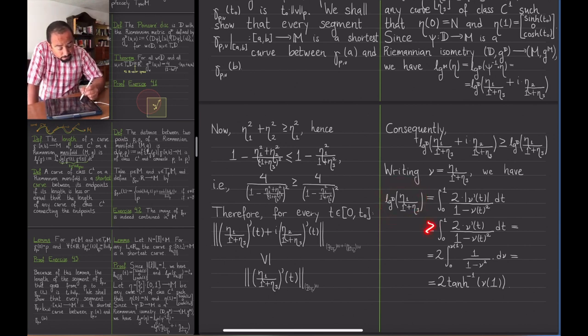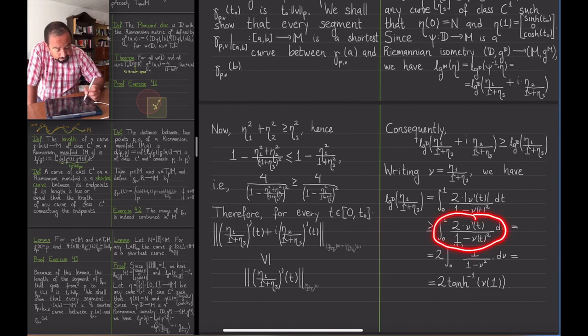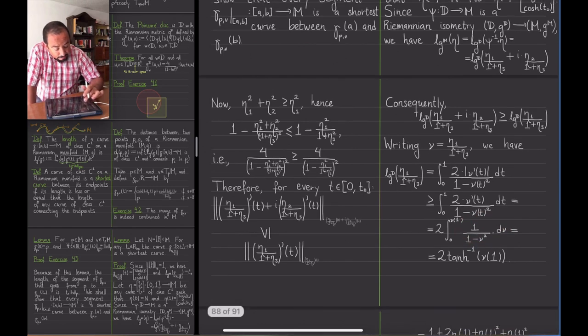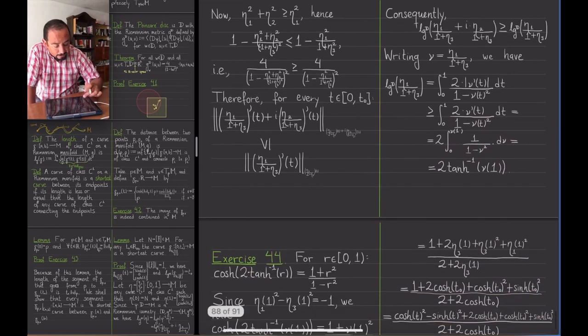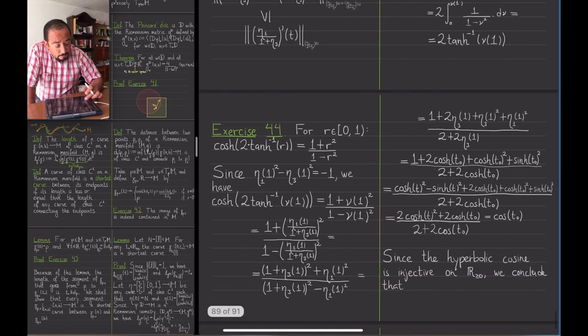This is greater or equal than, if I erase the absolute value signs, of course, right? And then this integral is, well, the 2 can be pulled out, and then I can perform a change of variable here, right? Okay, so I do it. And here, if you will, this is kind of a calc 2 exercise, to compute this integral. I won't compute it explicitly. I mean, I'm being kind of explicit enough, I think. Okay, so if you will, this is a moral exercise, if you want.